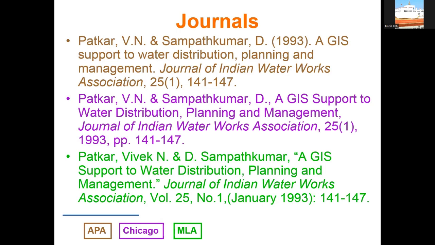Then in the MLA system, we see how the style of referencing of the journals is given. Patkar, Vivek N. and D. Sampath Kumar, A GIS Support to Water Distribution Planning and Management, the name of the journal. Then it is more clear here in the MLA system: volume number 25, number 1 issue, published in January 1993. So the name of the month is also indicated here. Then there is a colon. In the previous ones, if you see, there is no colon, only the comma, but here there is a colon. Then page numbers 141 to 147. So this is the style of giving references of the journal through the APA, Chicago, and MLA system.